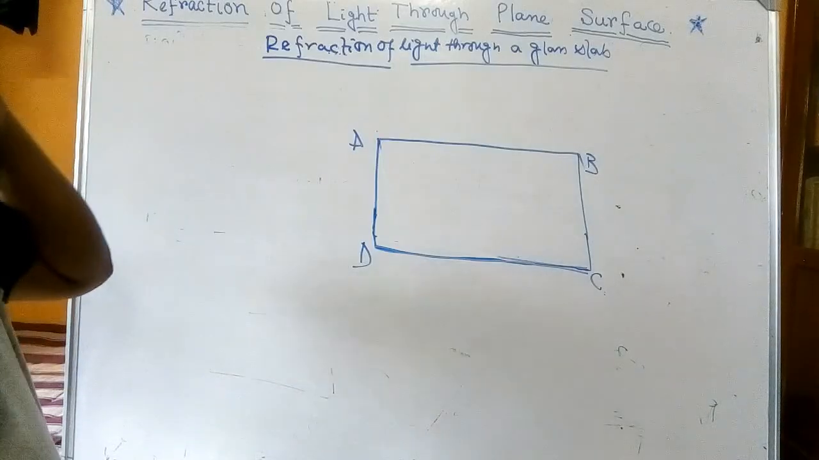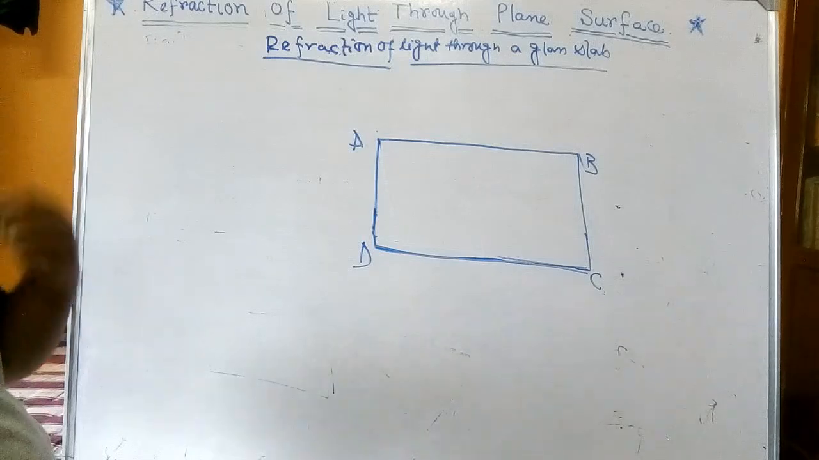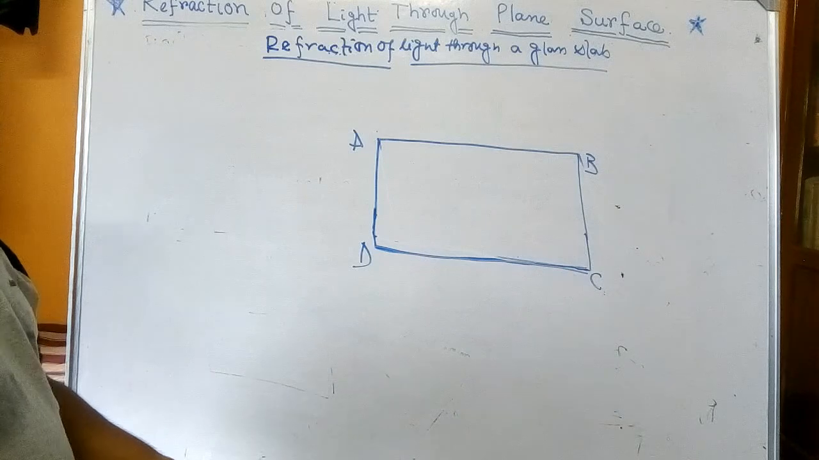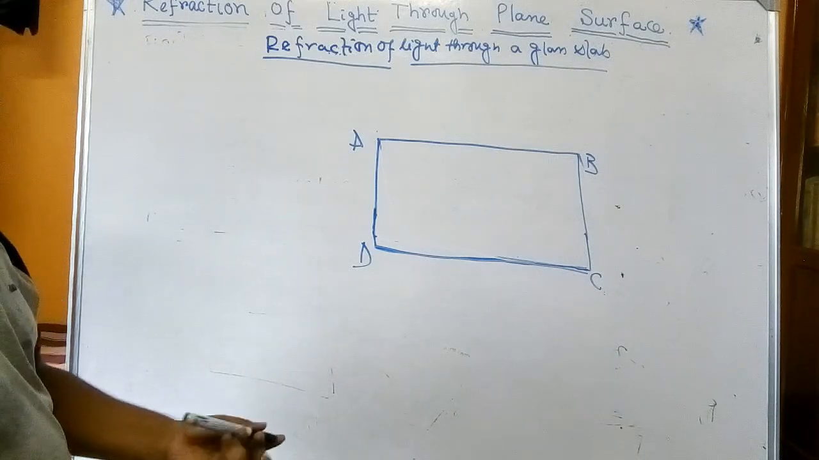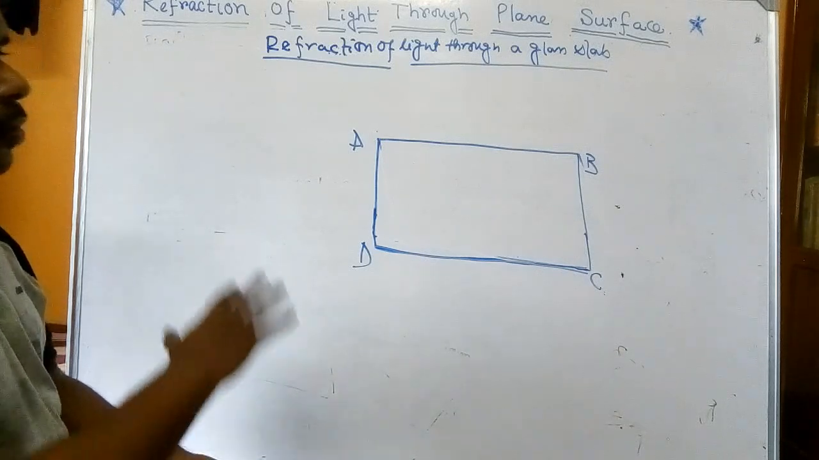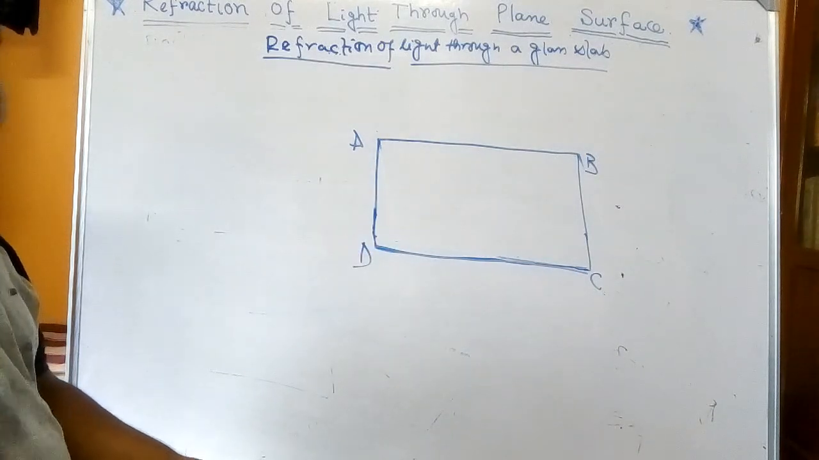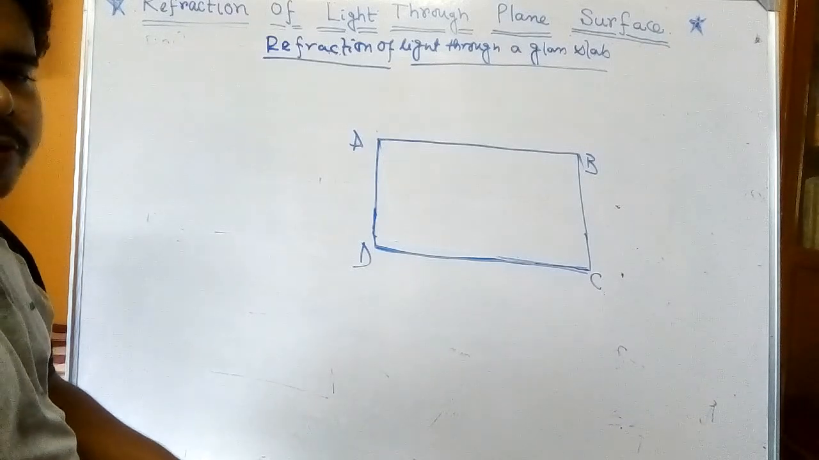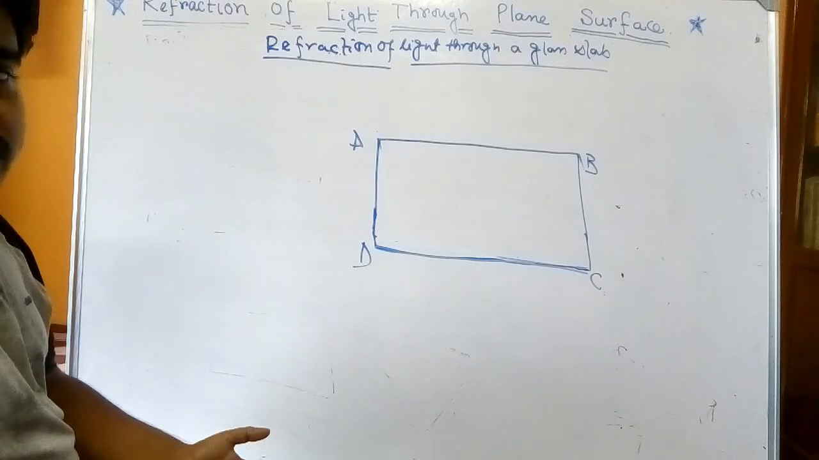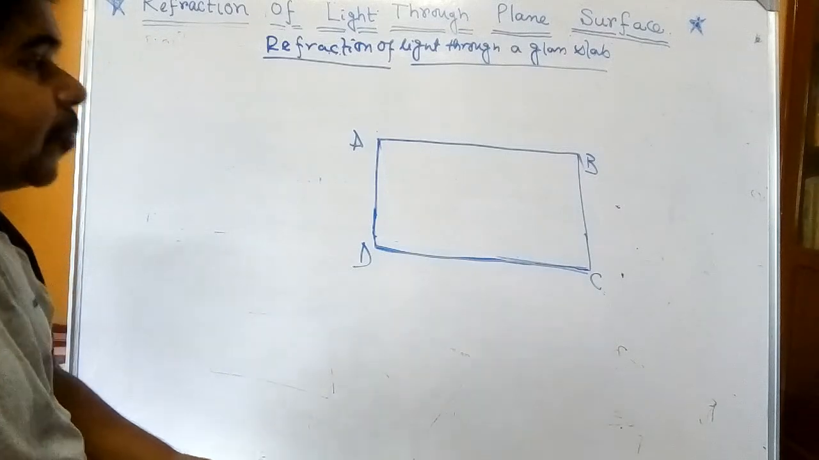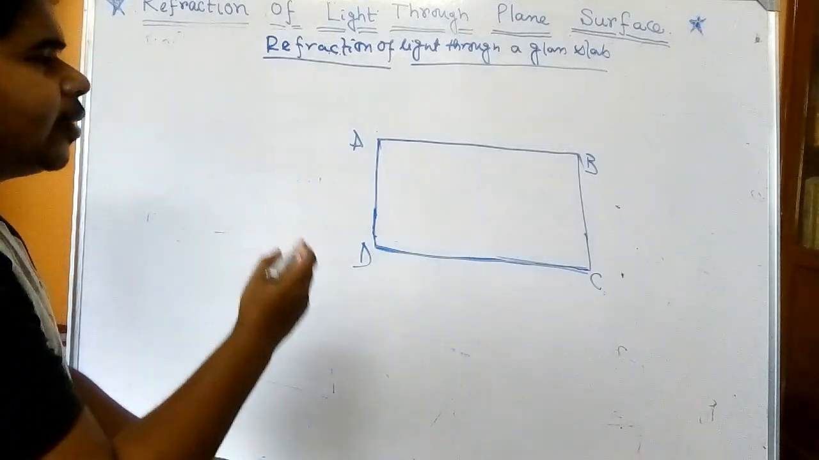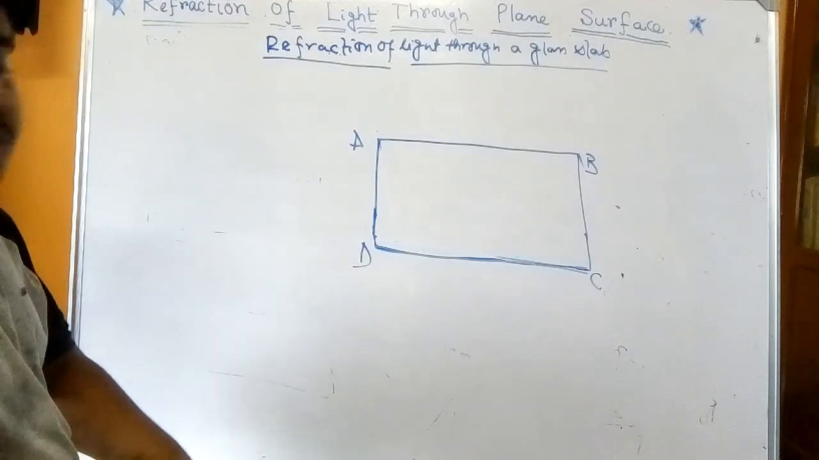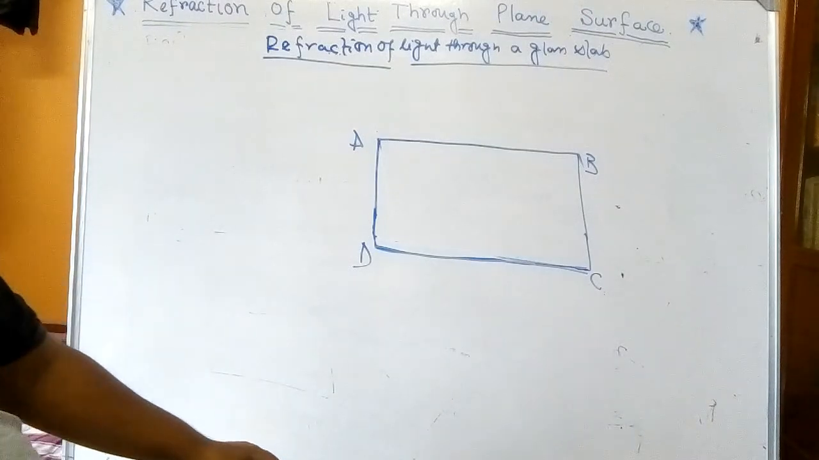Refraction of light through a glass slab. Okay, so it is an experiment. If it were possible, I could do it in front of you, but on the board it is not possible. If I get a glass slab, then I can show this experiment in front of you. Let's see if I can make a video for that. So assume a light ray is incident on one surface of the glass slab and it passes through the other surface, what will be the path?